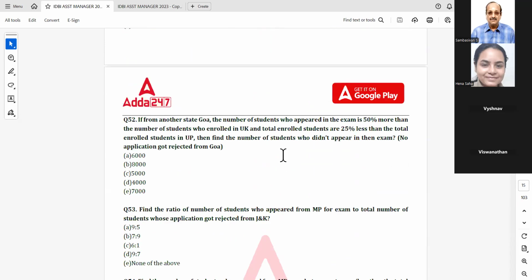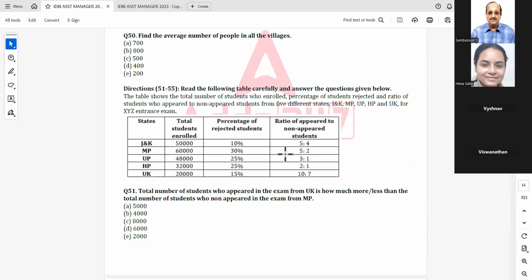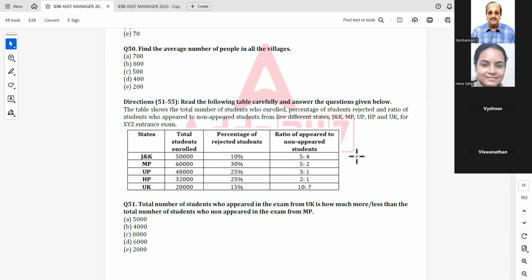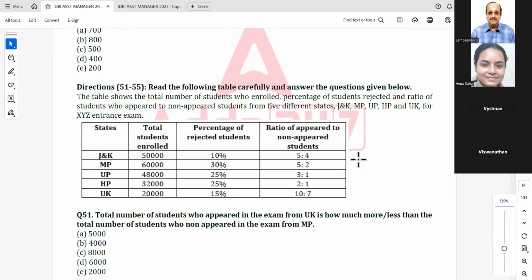Now, Vaishnav, are you interested in doing one more problem? Yes, sir. Very good. Then do it. No problem. Luckily, for me, there is no work now, so I can be with you. Vaishnav, please guide us properly for questions 51 to 55. Please read.